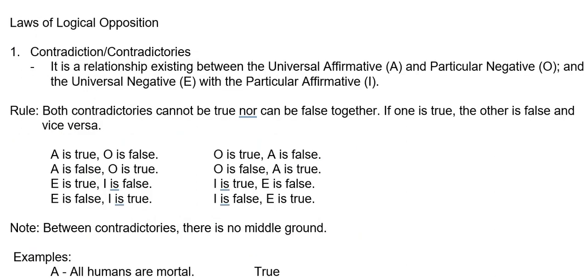First, we have contradiction or contradictories. It is a relationship existing between the A proposition and the O proposition, and also the E and I propositions. The rule is both contradictories cannot be true, nor can they be false together. It means if one is true, the other one is false, and if one is false, the other one is true. So if A is true, O is false; if A is false, O is true, and so on. We have a note here: between contradictories, there is no middle ground. So it is either or. Either one is true or false.